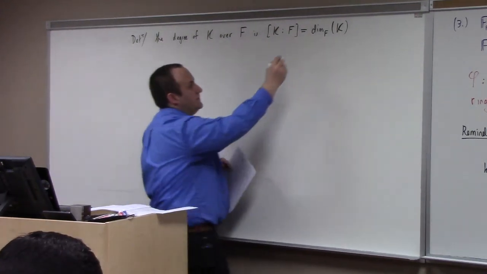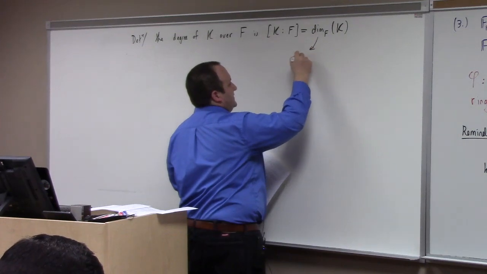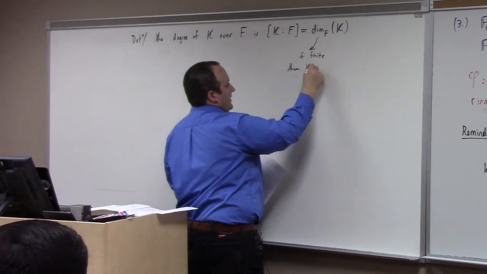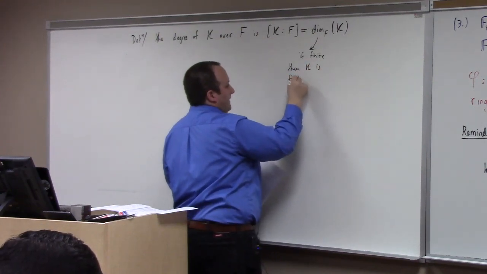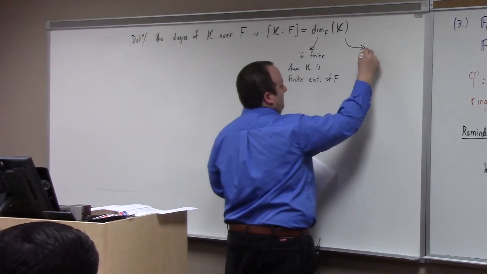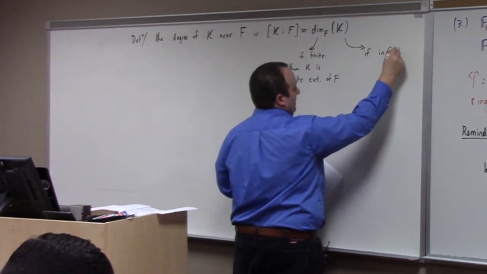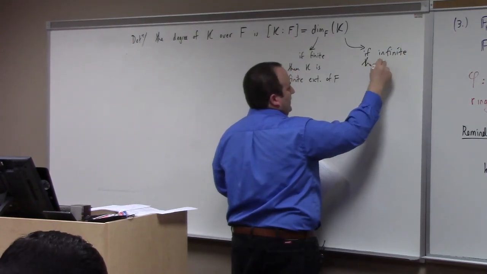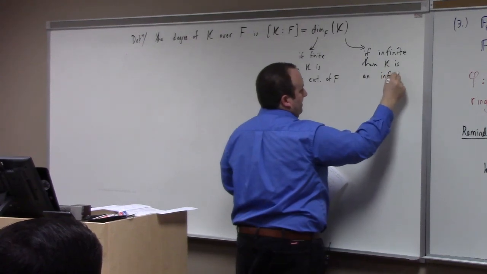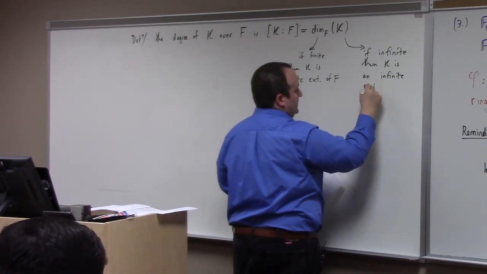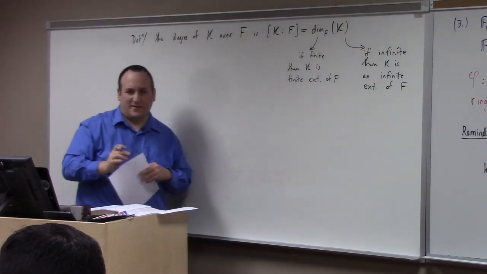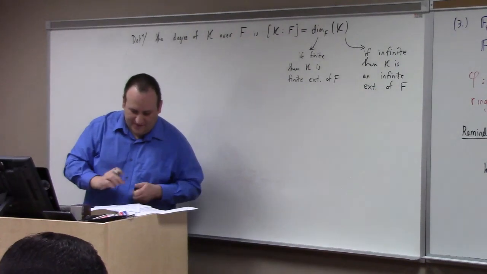And then, if this is finite, then K is a finite extension. If this is infinite, then K is an infinite extension of F. Now, actually, I haven't seen that terminology, infinite extension of F, that much. I mostly see people say it's not a finite extension.